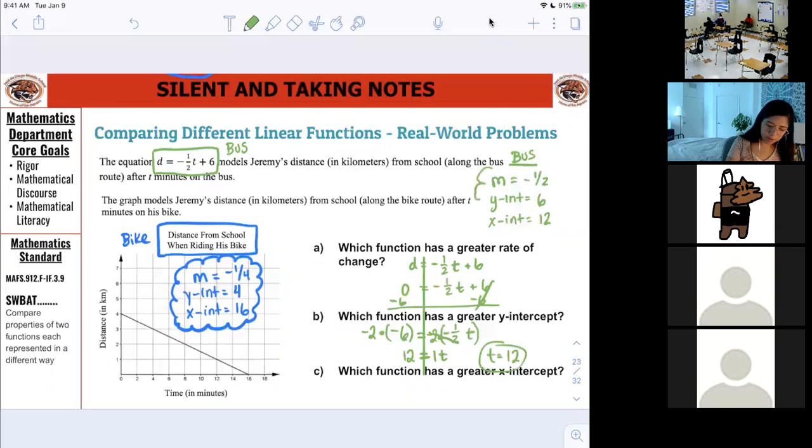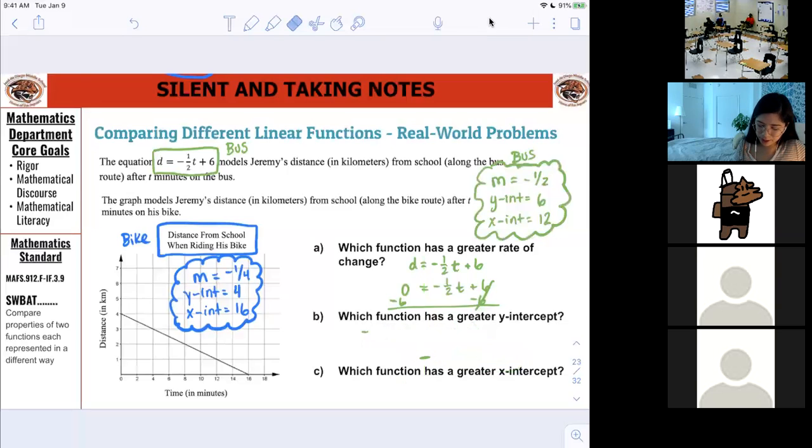So I've got all the information I need for the bus and for the bike. Any questions on how I got those answers before we answer the actual problem? Because I'm going to erase all this work. Okay, I'm erasing so we can answer.